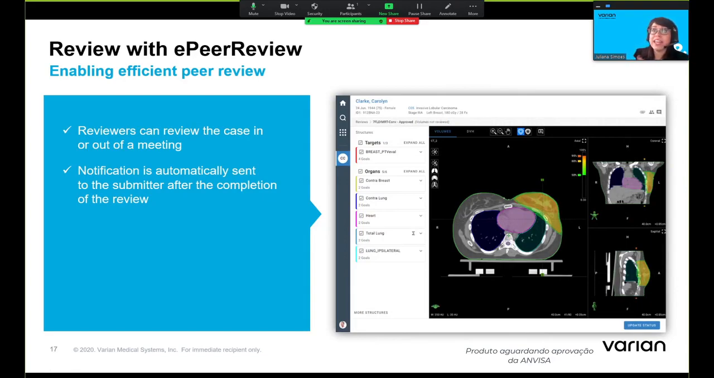Reviewers can review in or out of a meeting, like I mentioned before, and as soon as they're done, this is sent back to the submitter. So it's a very nice and quick way for you to evaluate when you're not on site, when you're remote, and to really get the tools and the data that you need to evaluate this patient. So you can see here that we have this patient. You can evaluate the images, look at all the structures, and decide, with check marks, what has to be reviewed or not as well. It's available. Okay.